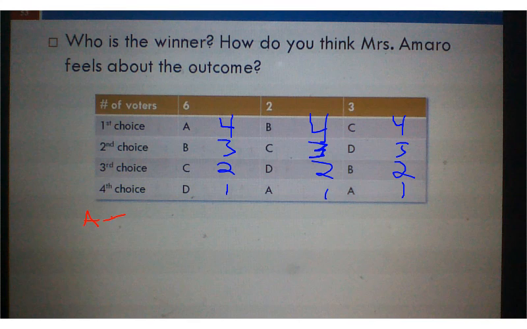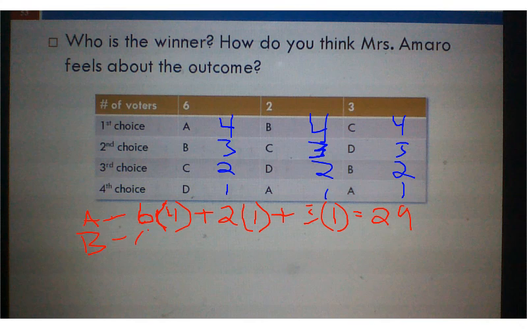So A will get, we have 6 people that thought A should be in first place. So we're going to do 6 and multiply that by the 4 points it gets for being in that first place spot. There are 2 people who thought that A should be in last place with 1 point, so we're going to add that: 2 times 1. These are just parentheses and putting the numbers in here. And then 3 people who also thought that A should be in last place times the 1. And that comes out to be 29.